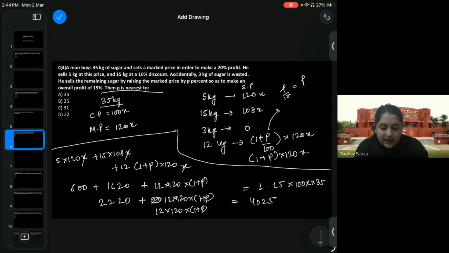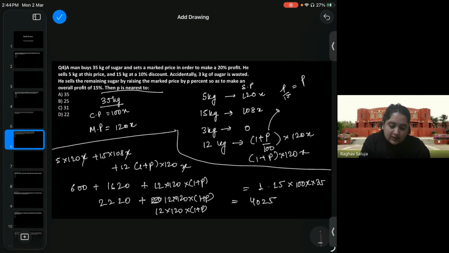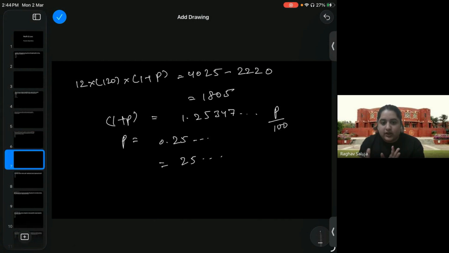It is written that P is nearest to. So P is nothing but P by 100 only, and this will be 25 point something. So our closest number is going to be 25 only. I will consider this a good question because there is some calculation and it might take you around 2 to 2.5 minutes to calculate it properly, but it is a short question. So it is worth investing 2 minutes because you will get the answer right. You will get those plus 3 points, and it is a fairly easy question conceptually. So our answer is P is going to be 25%.